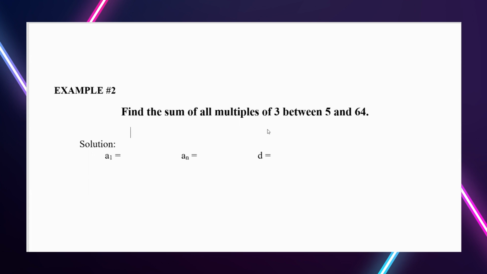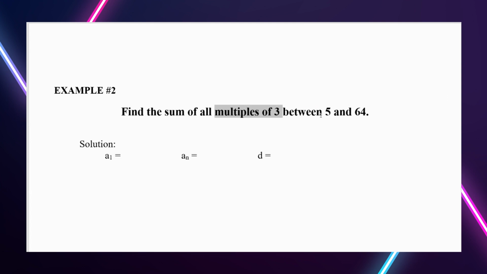Tandaan, sabing ganon, find the sum of all multiples of 3 between 5 and 64. Pag sinabi nating multiples of 3, ano yung mga numbers between 5 o sa pagitan ng 5 and 64 na nadi-divide ng 3? Exactly, na walang remainder. So yun ang ibig sabihin ng multiples of 3.